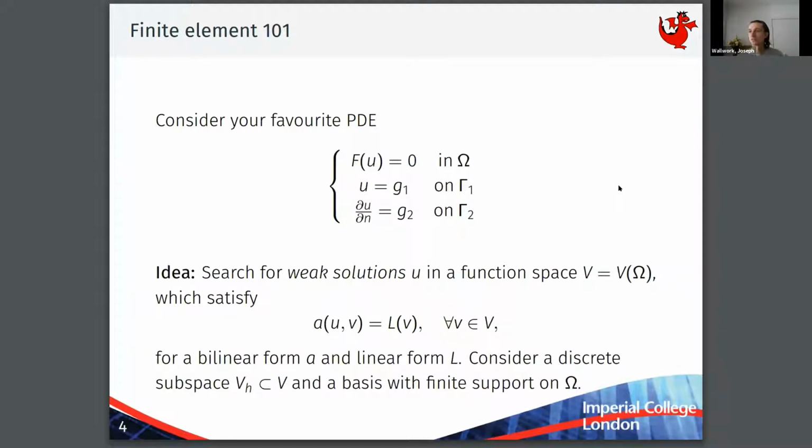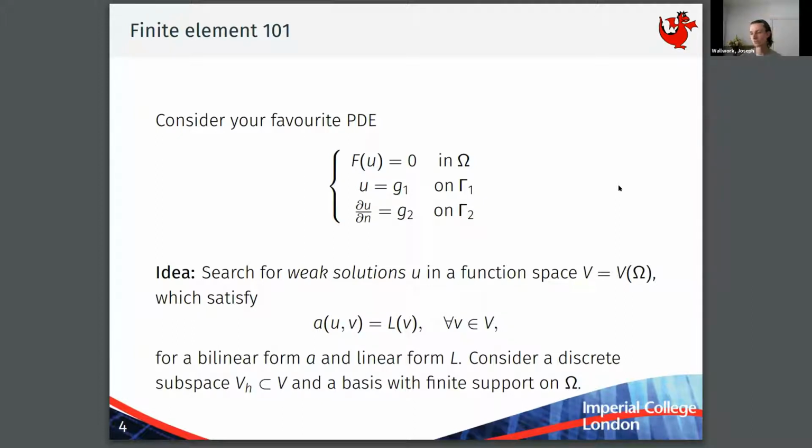So just the 101 for those of you who are new to the finite element method, a very brief introduction is that we take your favorite PDE. So in this case, we've got a steady state PDE and some Dirichlet conditions, some Neumann conditions, and we solve it in a weak sense. So the aim here, this is for a linear problem that I've presented it. We're searching for weak solutions in a function space which satisfy the equation below. So we have bilinear form on the left-hand side and a linear form on the right-hand side.